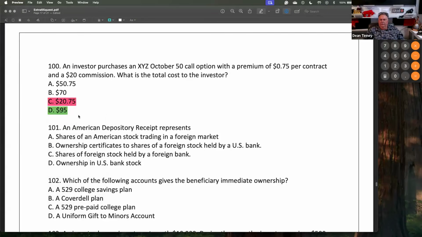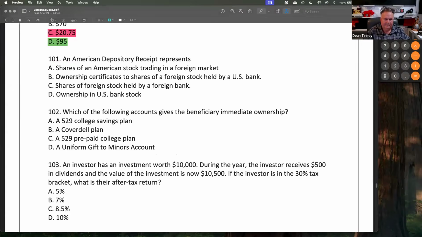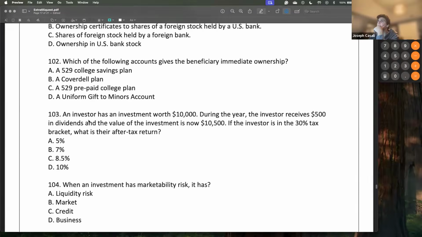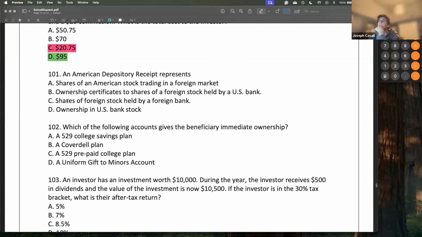An American depository receipt represents. Oh, what are you doing? I thought it was 100 questions. Oh, no, that's all right. I'm okay. Let's finish it. We're close.